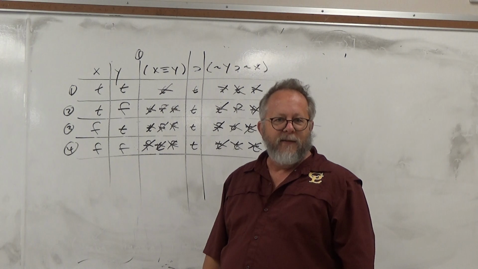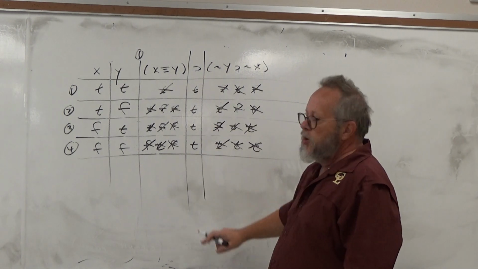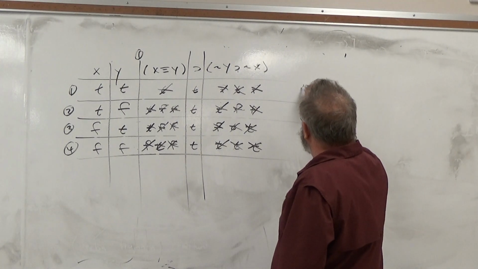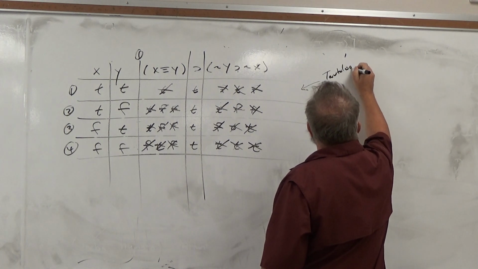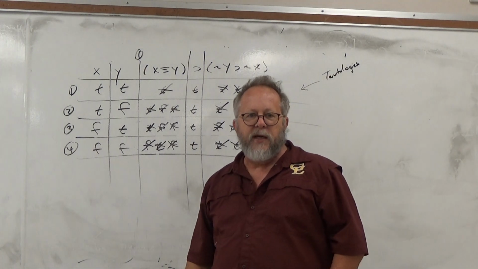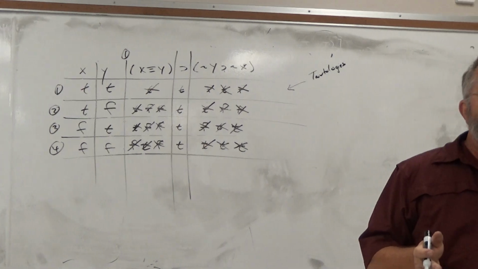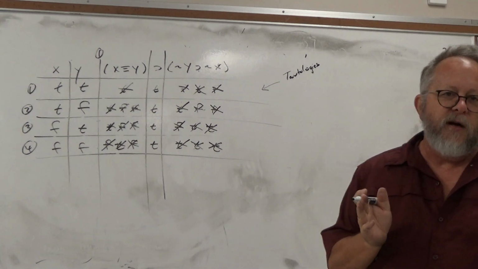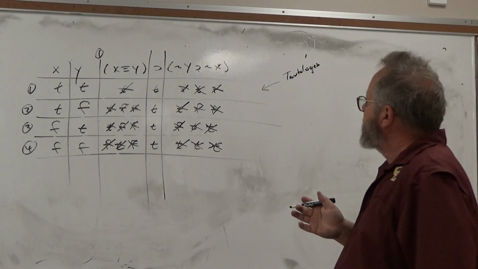Everybody understand that? We have a special name for statements that always turn out to be true, okay? And these are called tautologies, or tautology, okay? So a statement that always comes out true, no matter what the truth value of its constituent parts are, that's called a tautology, okay?